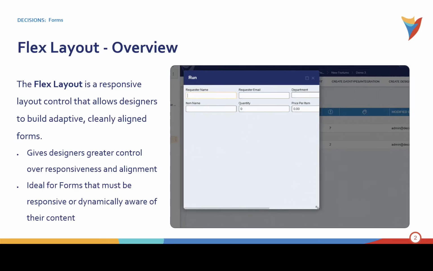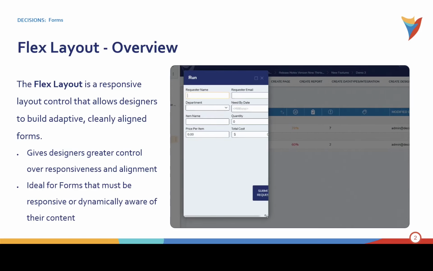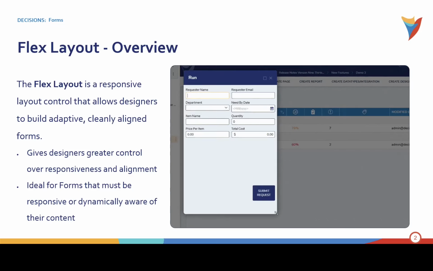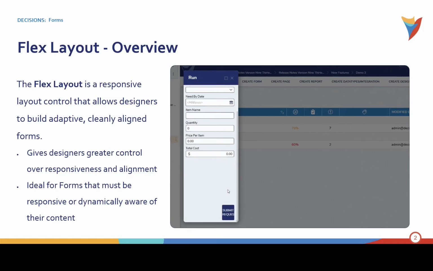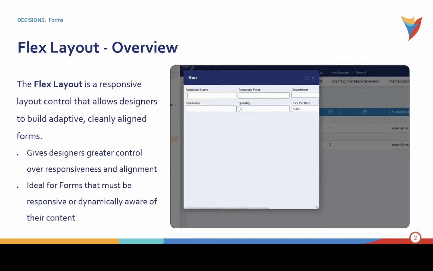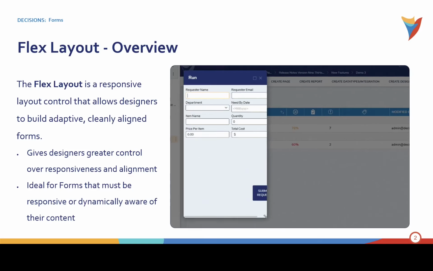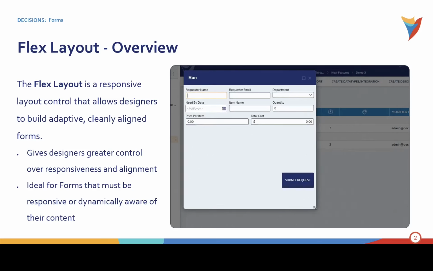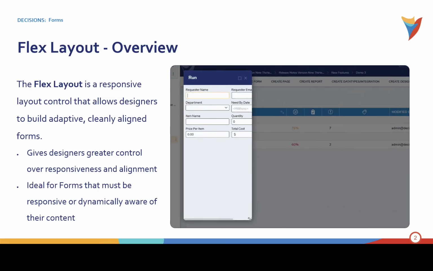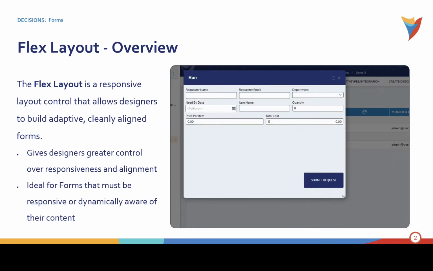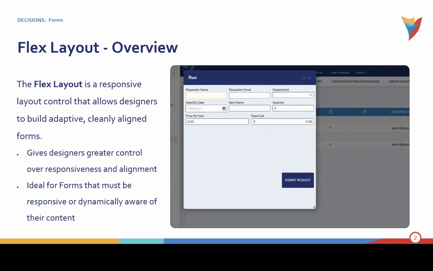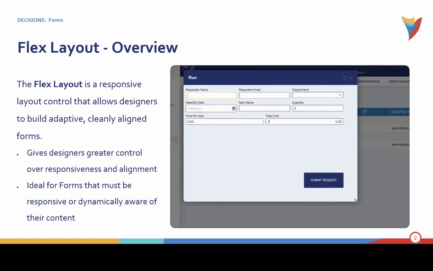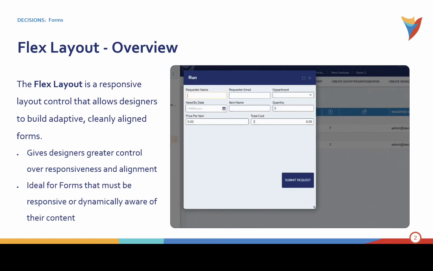So the Flex Layout is a responsive layout control that allows designers to build adaptive, cleanly aligned forms. It enables responsive design by allowing controls to adapt automatically to both screen size and content length. Unlike the traditional fixed grid layout, Flex Layout gives designers greater control over responsiveness and alignment without needing multiple nested containers. Flex Layout is ideal for forms that must be responsive or dynamically aware of their content. It functions not just as a layout system, but as a behavior engine that's capable of adjusting to user input, data visibility, and varying screen dimensions.